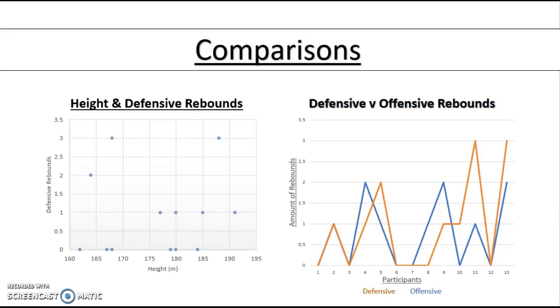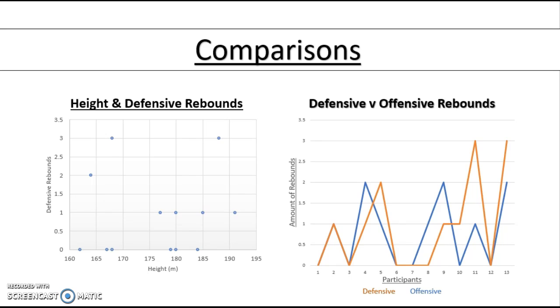We have 2 comparisons from the data we collected from our basketball match. Our first comparison is to see whether someone's height can make a difference in the amount of defensive rebounds that they achieve. We can see from this graph that there is no correlation between the two. This tells us that the height of a player doesn't affect the amount of defensive rebounds.